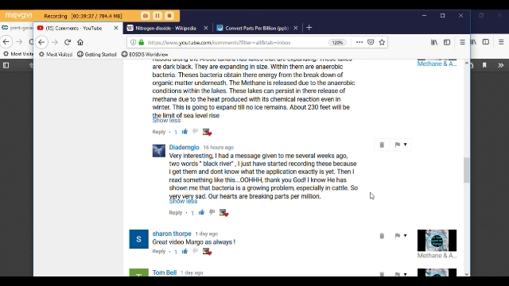And then Diadem Glow says, responding to Robert, "Very, very interesting. I had a message given to me several weeks ago, two words: Black River. I just have started recording these because I get them and don't know what the application exactly is yet. Then I read something like this: 'Oh, thank you, God. I know He has shown me that bacteria is a growing problem, especially in cattle. So very, very sad. Our hearts are breaking. Parts per million.'"